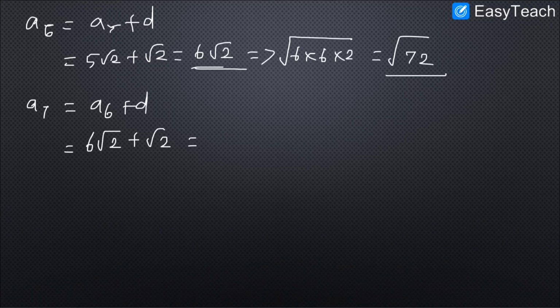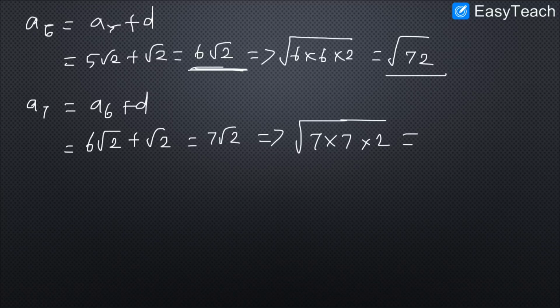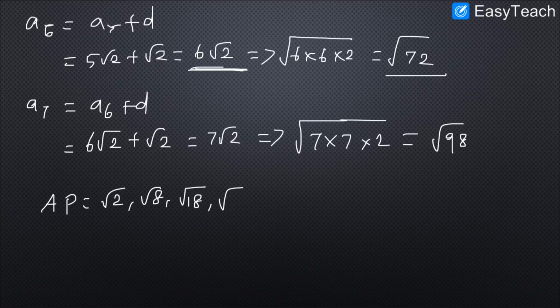With root 72 plus D it would be difficult, so we split the number, it's a bit different. I use the 6 root 2 for the addition: 6 root 2 plus root 2 is 7 root 2. When you write it as the bigger number, 7 into 7 into 2, 7 7s are 49 into 2 gives me 98. So now the AP is root 2, root 8, root 18, root 32, root 50, root 72 and root 98.